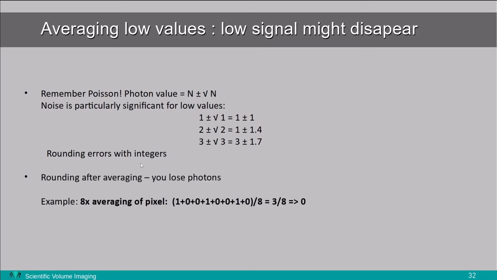The same is true if you do averaging. Suppose you average 8 times a pixel signal of 1, 0, 1, 0, 0, 1, 0, 0, 1, 0. Those are the photons that you captured in this pixel 8 times. You divide that by 8 and you end up with no photons. So we've effectively lost 3 photons here during the acquisition. The photon statistics are really then messed up, and the result will also not be good. So you lost information already in your raw data, but also after deconvolution.